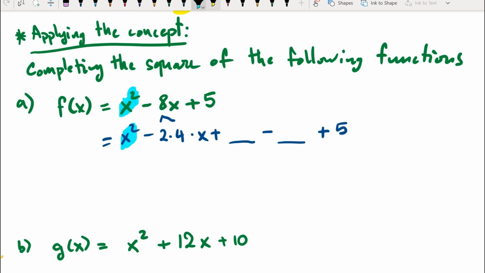The number in the blank will be your constant squared, and we have 2 is 2.